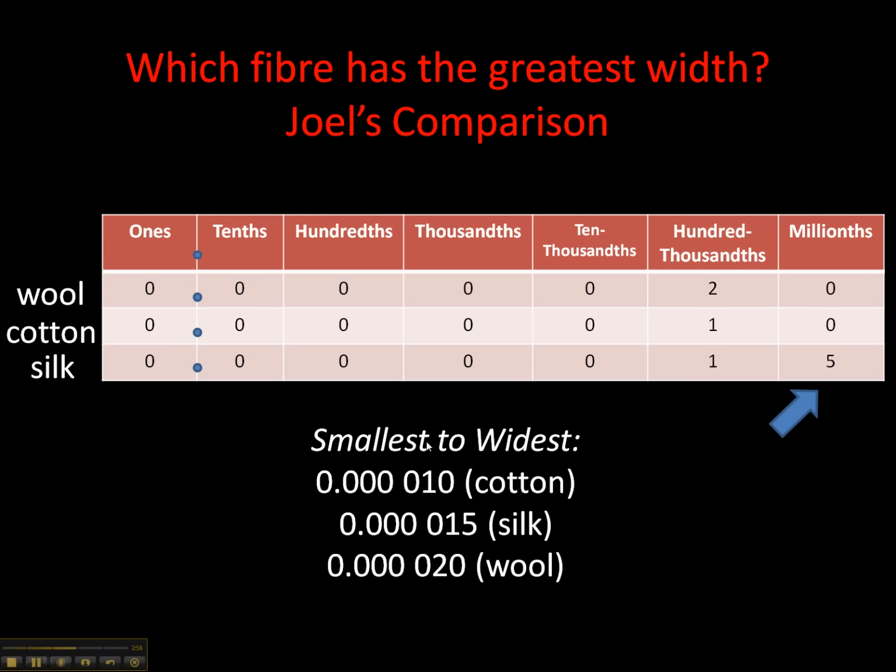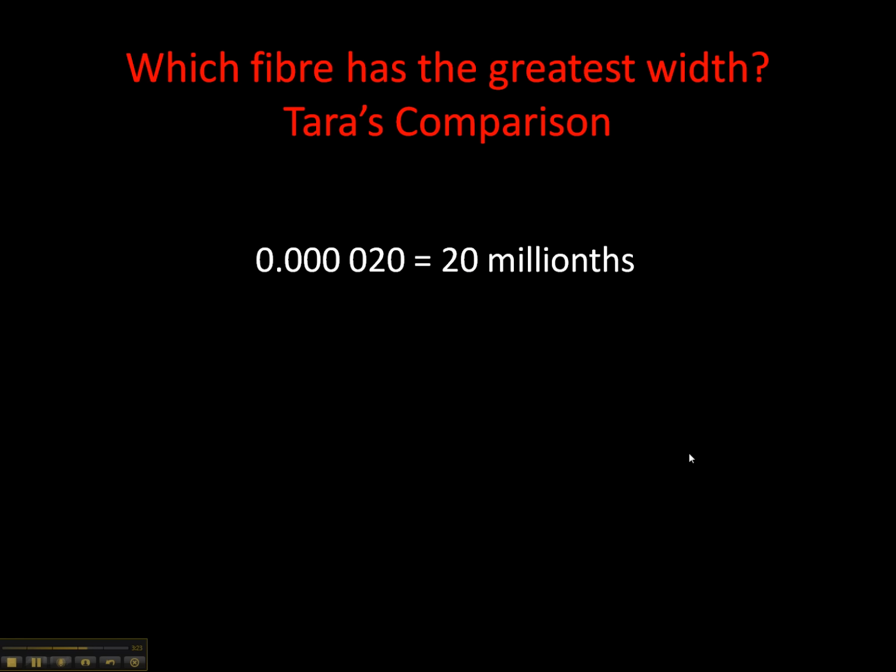So if we were to put these in order of smallest to widest, we would put cotton first because it comes in at 10 millionths, silk at 15 millionths, and wool at 20 millionths, being the widest. Now, this is easy for us to compare because they're all described as millionths. And we also have to take into consideration the millionths position because that 5 helps us decide which one of these two is largest.